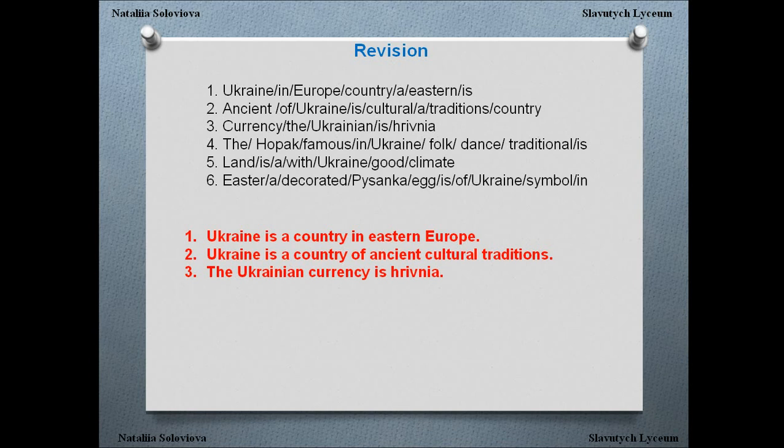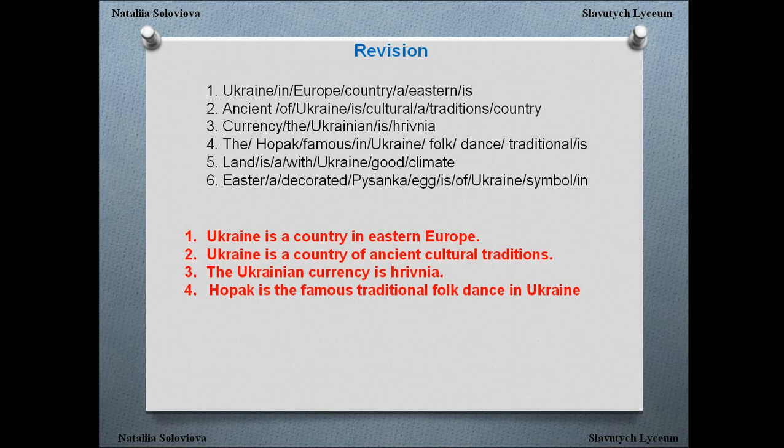Well, what do I have? Hopak is the famous traditional folk dance in Ukraine. Number 5. Land is with Ukraine good climate. Let's make Ukraine be the first again.